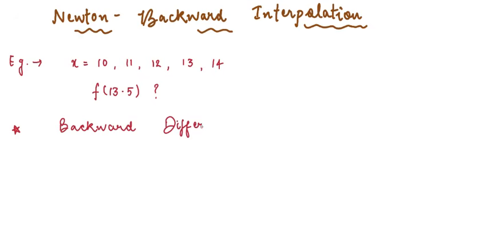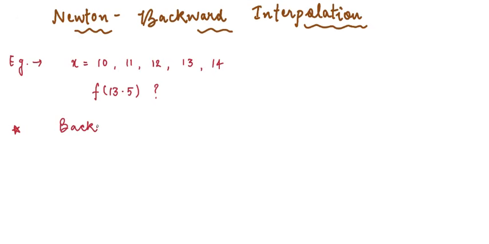Before developing the new formula, let's quickly compare the two methods. Firstly, Newton forward is used when the required x value is near the beginning of the table, and hence we use the forward differences. Now Newton backward is used when the required x is near the end of the table, and hence we use the backward differences. Both methods generally require equally spaced x values, and this is extremely important.